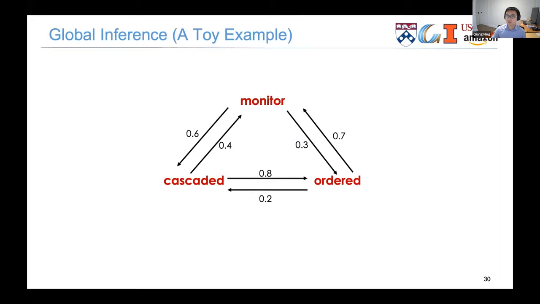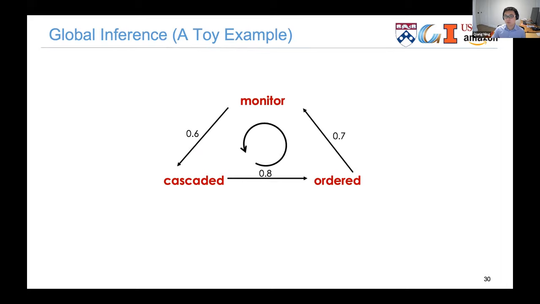That's why I'm only using arrows to annotate those relationships. So assuming we are only to select the best score for each edge, then we will get monitor before cascaded, cascaded before ordered, and then ordered before monitor. And we got a loop. However, time cannot be a loop. How should we avoid this situation?